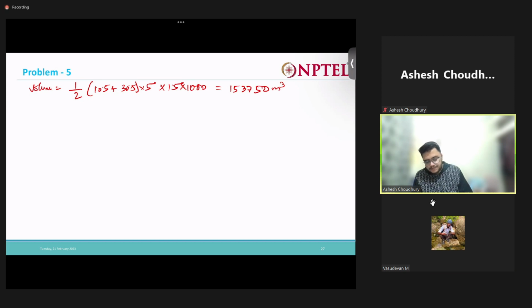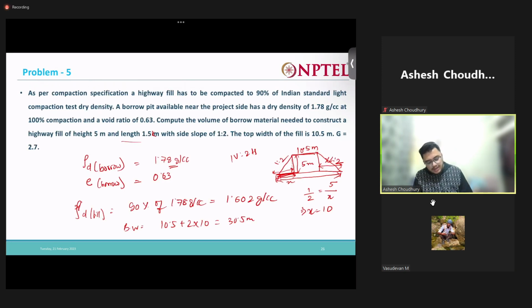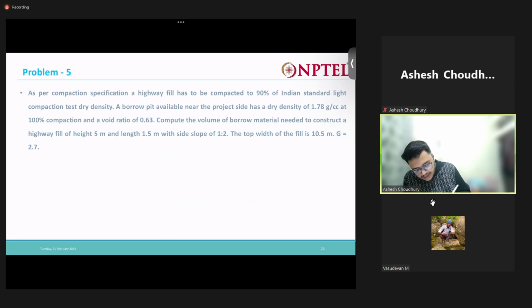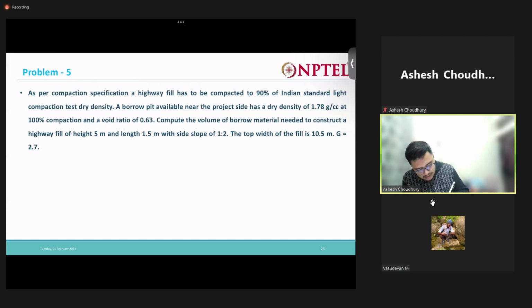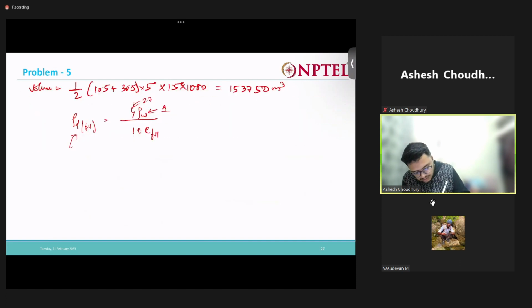Now I have the volume, and I also need the dry density that I need to achieve in that volume. Now what is the formula for my dry density? Gamma d fill is equal to G by 1 plus e fill. From here, this is 2.7, this is 1, and this you know from the 90%, this is 1.602. So from here we can calculate the void ratio of the fill, which is nothing but 0.685.